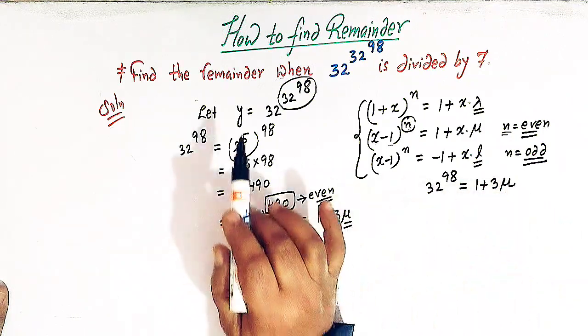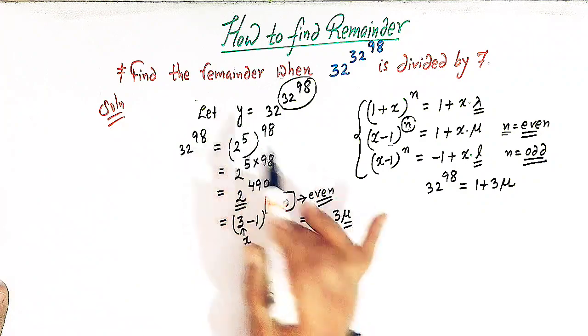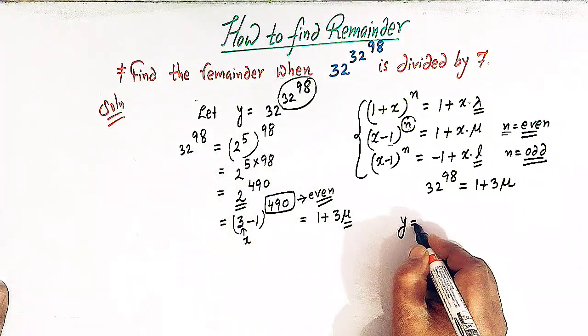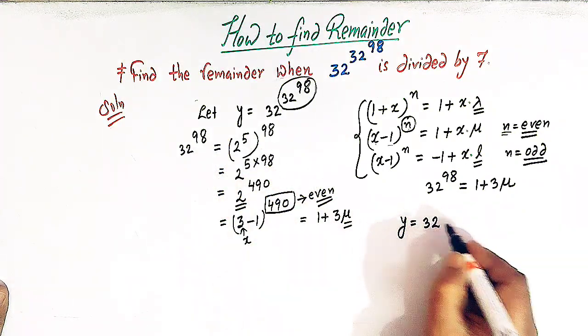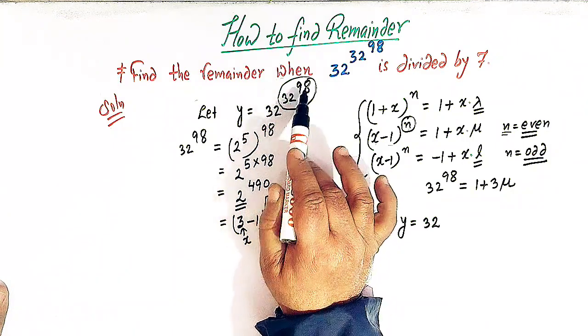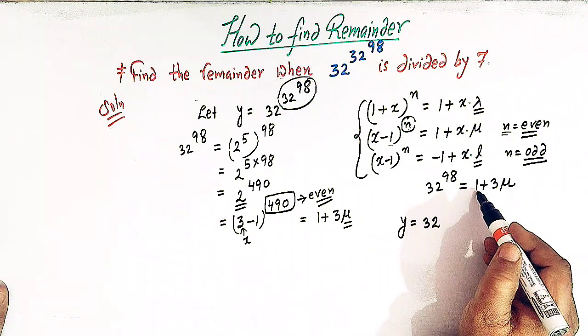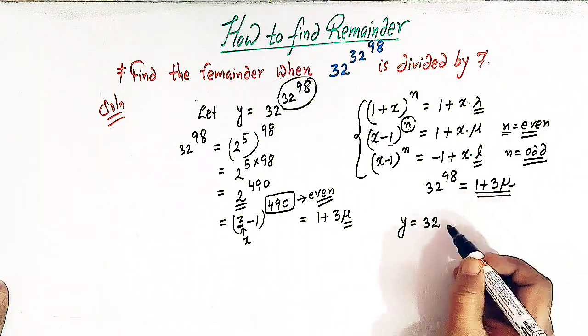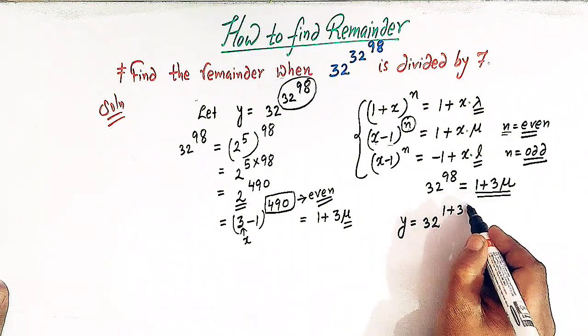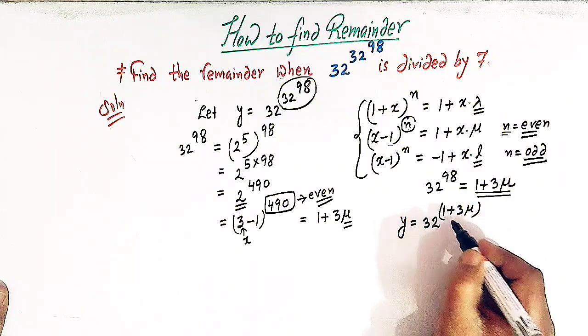So now let us come to this number y. So y can now be written as 32 raised to 32 raised to 98, and 32 raised to 98 can be replaced by 1 + 3 times mu.